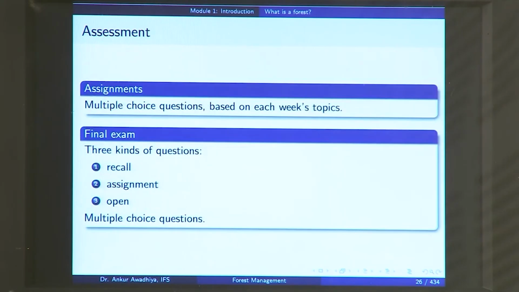Now, if you look at assessment, this course will comprise of several assignments, one for each module, where you will be having multiple choice questions that are based on each week's topics. And the final exam will comprise of multiple choice questions. This will be a computerized exam, and you will be having 3 sections. There will be a recall section, you will have questions directly from the lectures, you will have questions from the assignments, and there will also be certain open questions that you will have to think about.